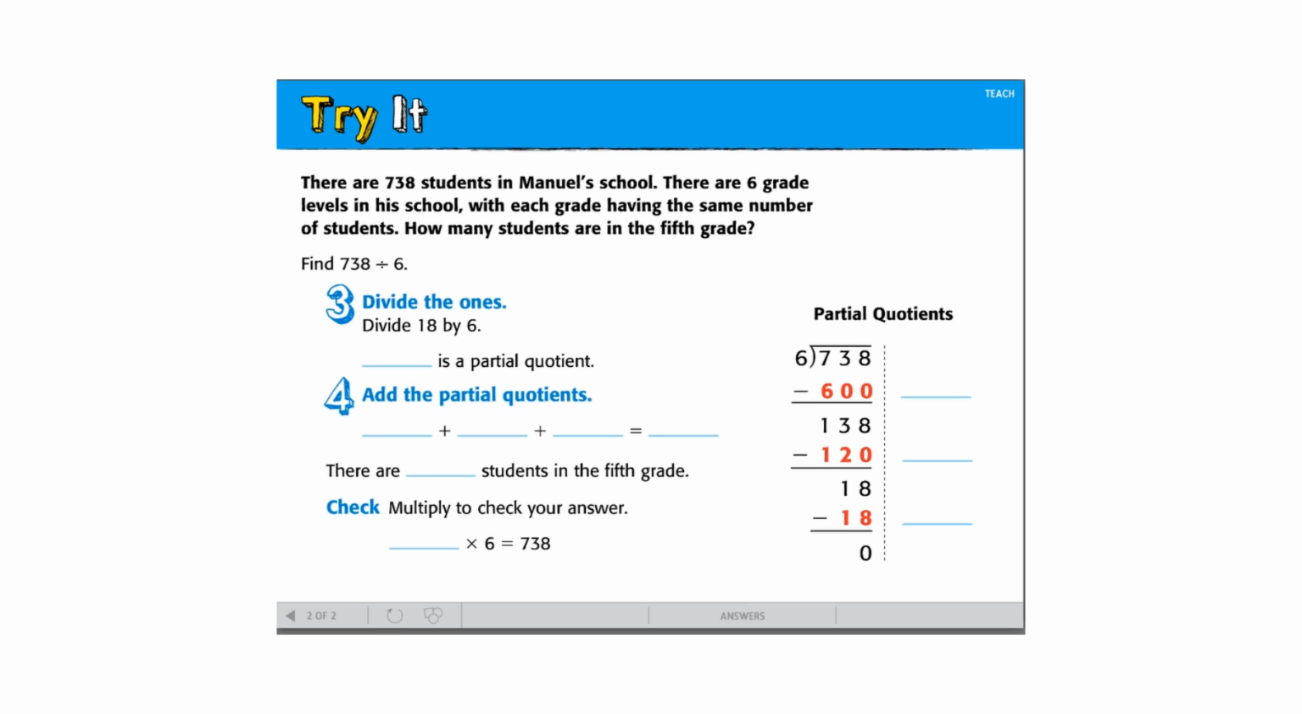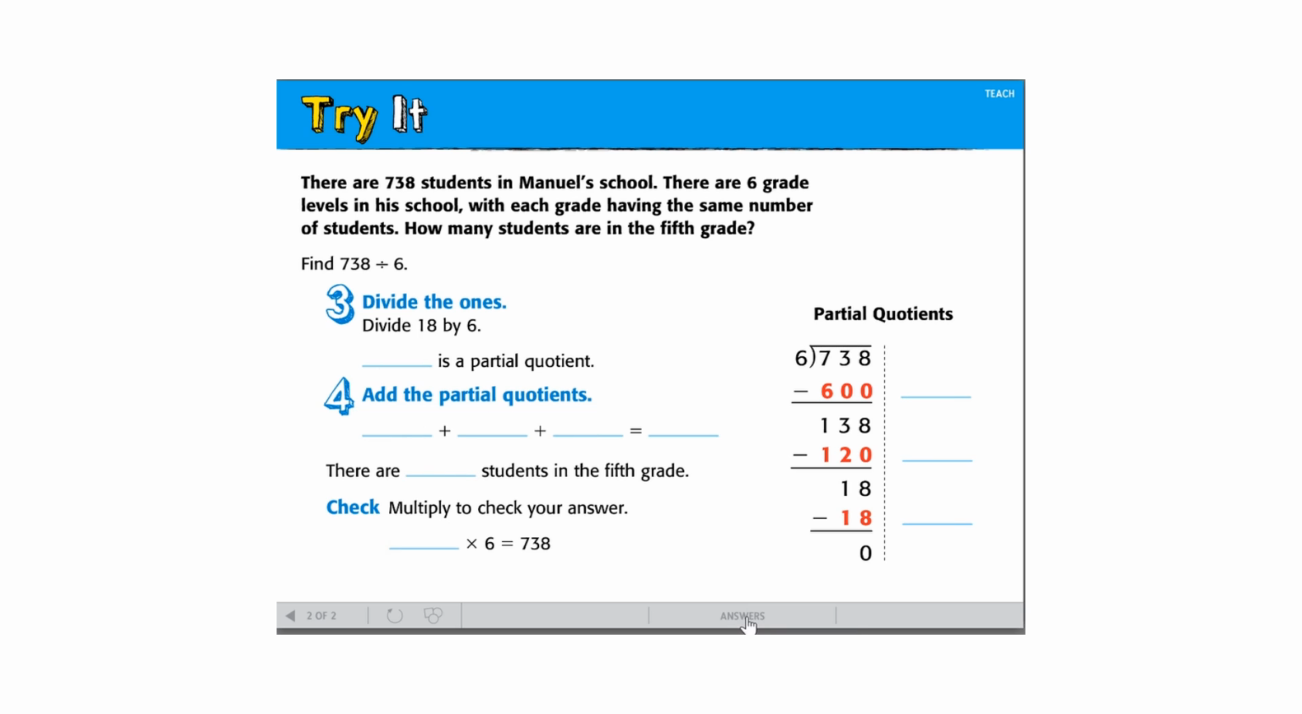Yes, you're right. So if you were trying to fill the rest of this in, we already filled in the chart over here, and we had 100, 20, and 3. So if we divide 18 by 6, it would be a 3 as your partial quotient. You're adding up 100 plus 20 plus 3, and you get 123. So there are 123 students in the 5th grade. And if you multiply 123 by 6, you'll get 738. Just like I said before, multiplication is a good way to check your division.